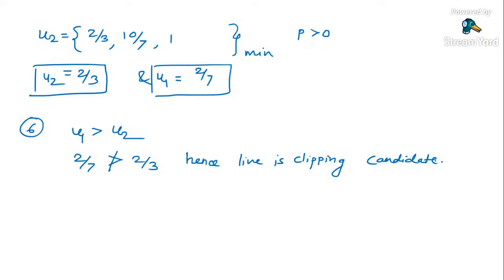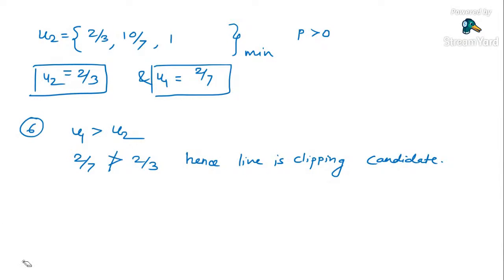If you are unable to identify whether 2 by 7 is greater, then you can convert it into decimal form and then compare it. 2 divided by 7 is equal to what? 0.2857. And what is 2 by 3? It is 2 divided by 3, 0.66. Is it greater? No. So this particular condition is not satisfied. As this condition is not satisfied, the line is a clipping candidate.